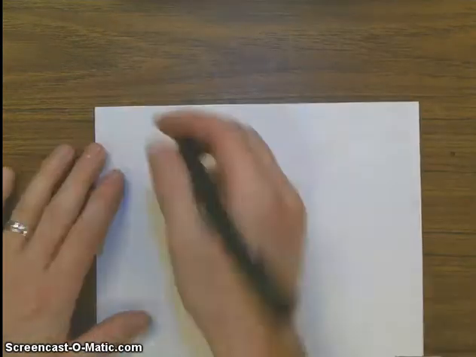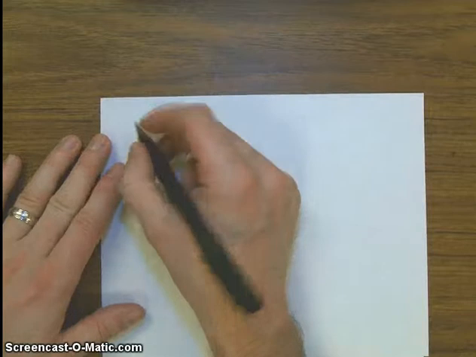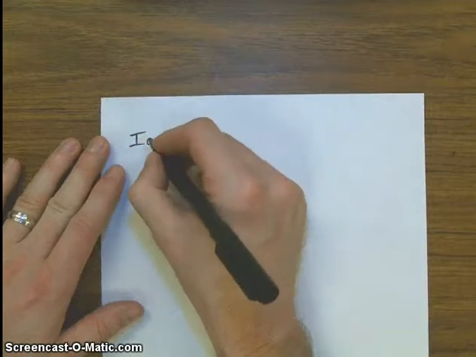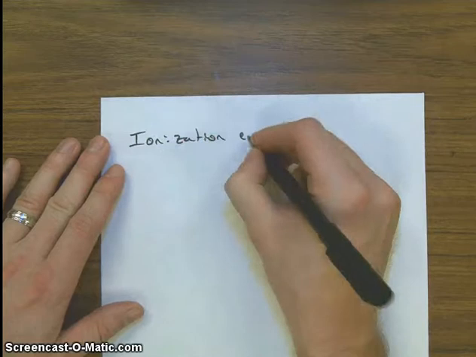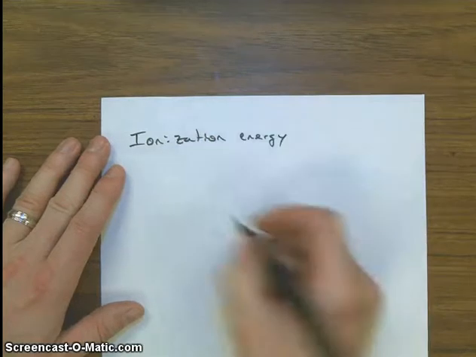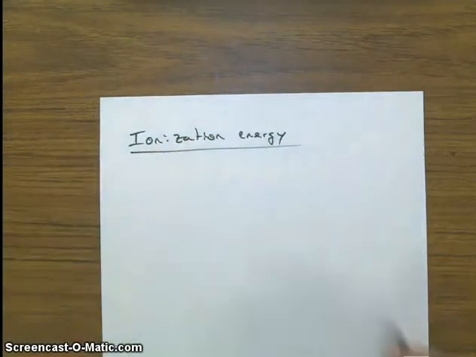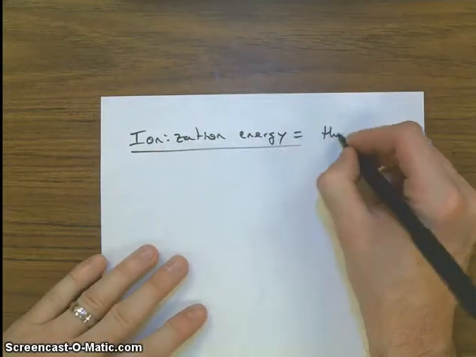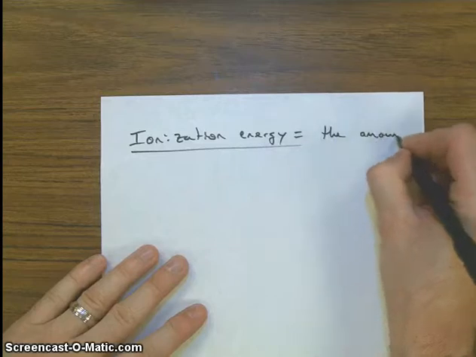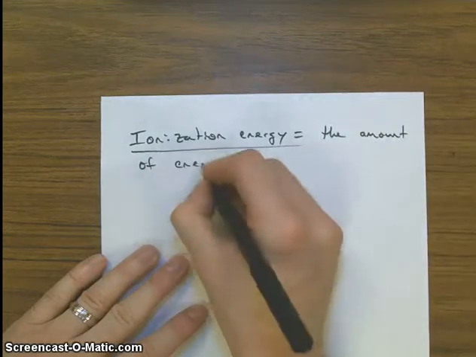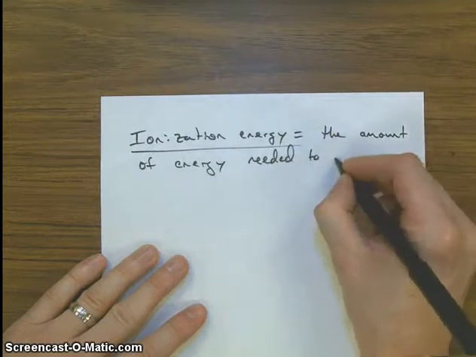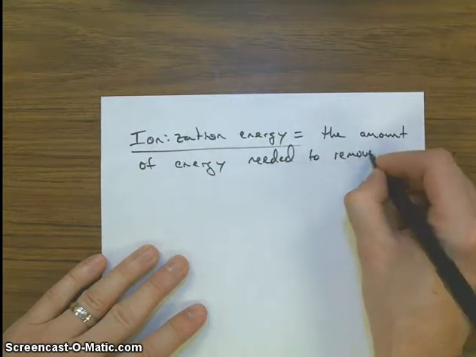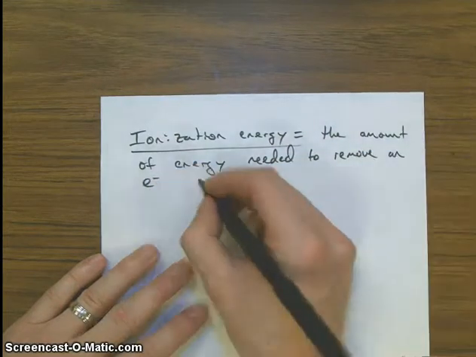First off, it's easier to lose an electron. And we have a definition for losing electrons in terms of energy, and we call this ionization energy. And there's actually a trend for ionization energy on the periodic table. So ionization energy is the amount of energy needed to remove an electron from an atom.